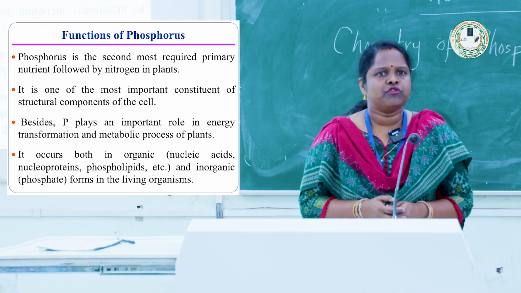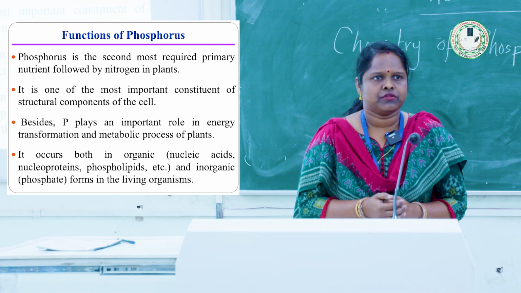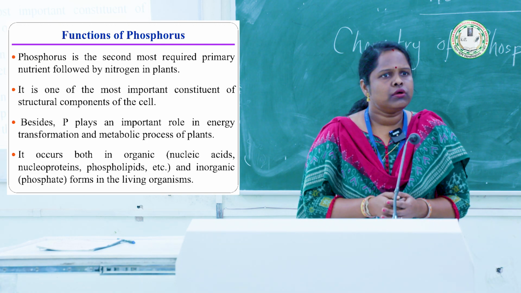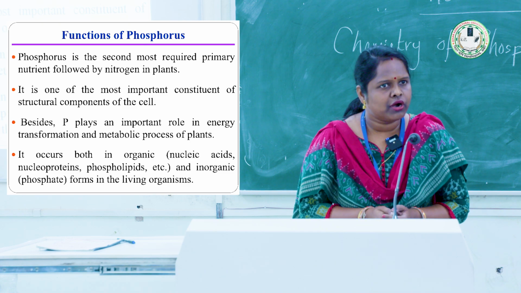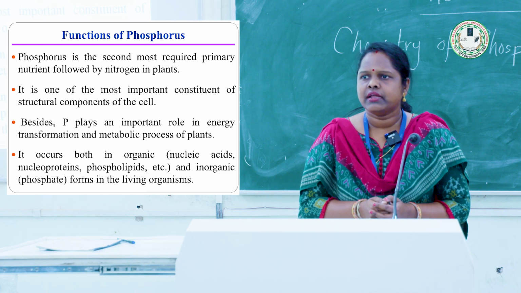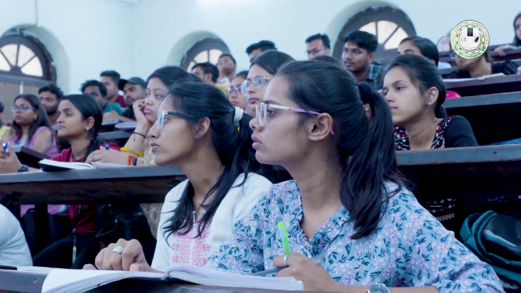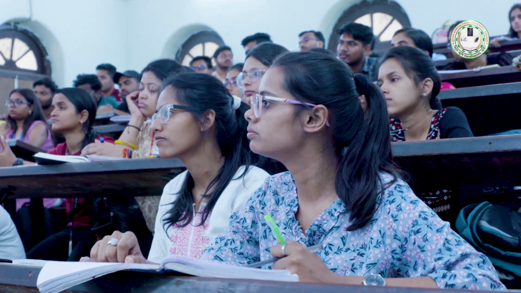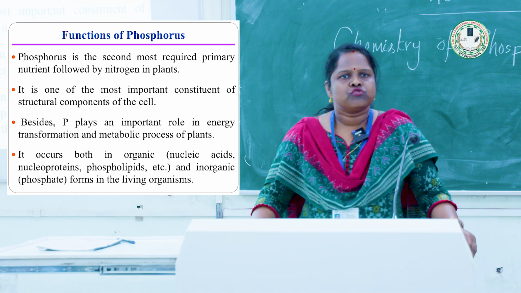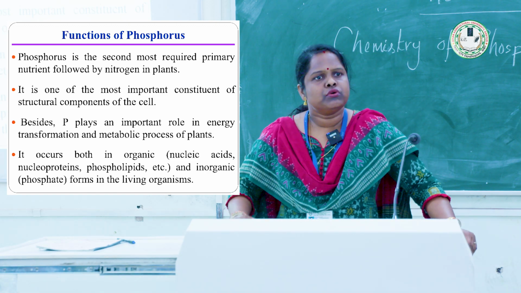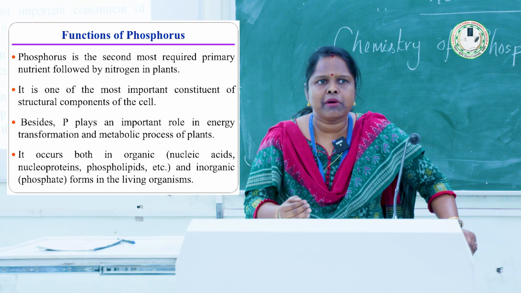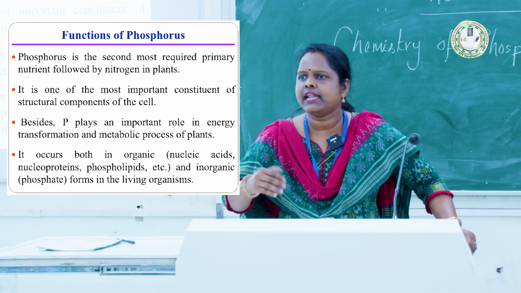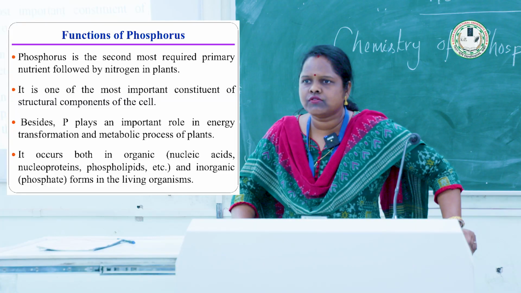So why do plants need phosphorus? We all know this is the second most important primary nutrient followed by nitrogen, meaning it is required in larger amounts by the plant system. If we cannot supply the required amount of phosphorus to the plant system, then there will be deficiency. Why is it required for the plant system? What are the functions? What are the roles?